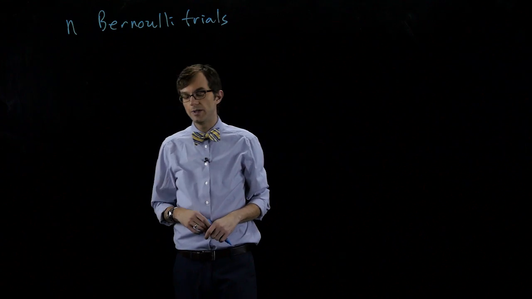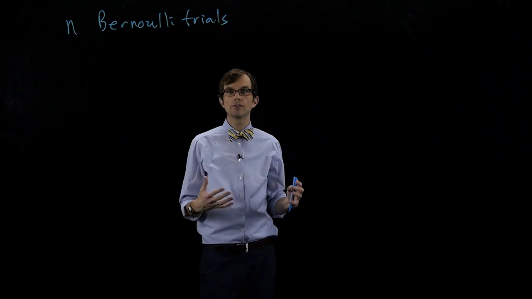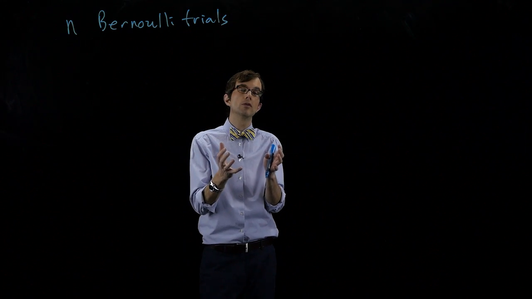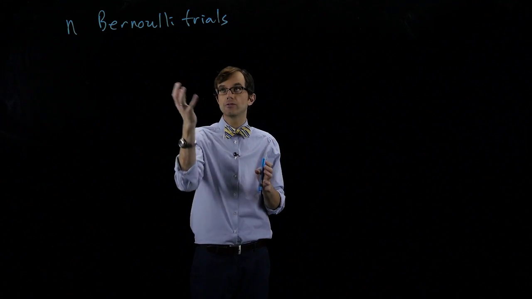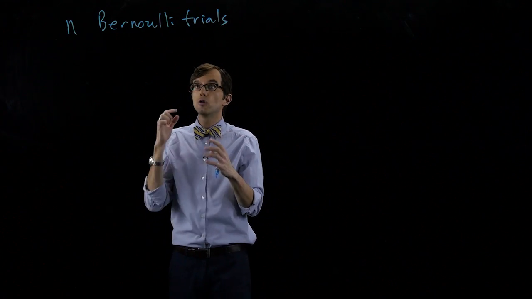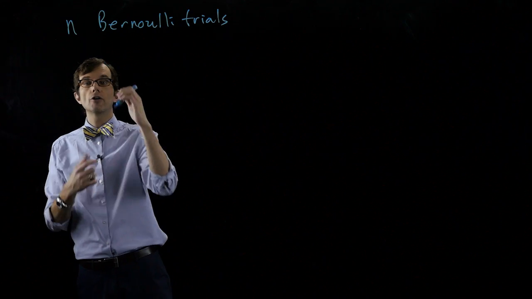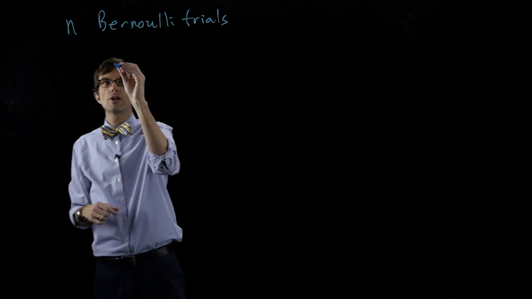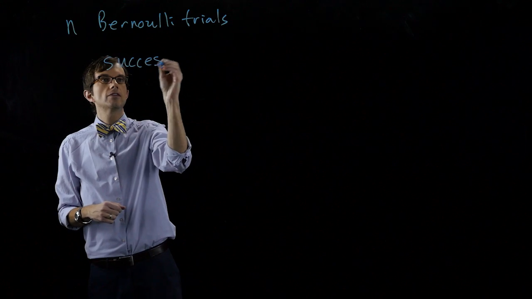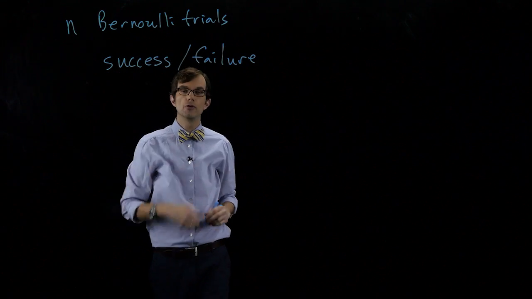So for example, we could be talking about a game where the only result could be win or loss. Only one of those possible results will occur as a result of that game, as a result of that trial. So we know that only two possible outcomes can occur, and let's call them successes and failures. Success and failure.